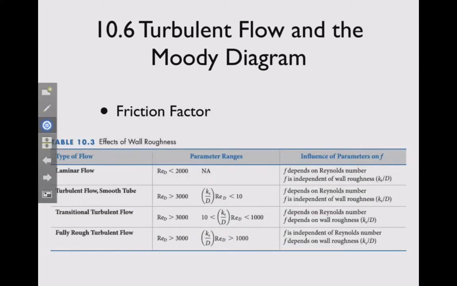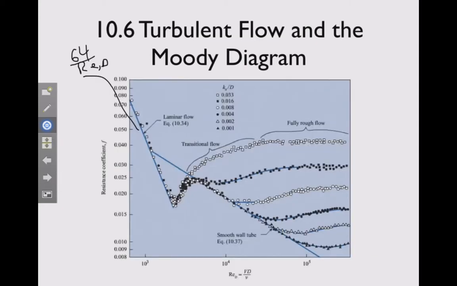This is a table from the book which basically outlines the effects of the wall roughness for different regimes. We've got the laminar regime here. We know that f depends on the Reynolds number, but it's independent of the wall roughness. So if we go back to this equation, we can see that all the dots of different types lie right along this line, and Ks over D does not appear in this equation for the friction factor.